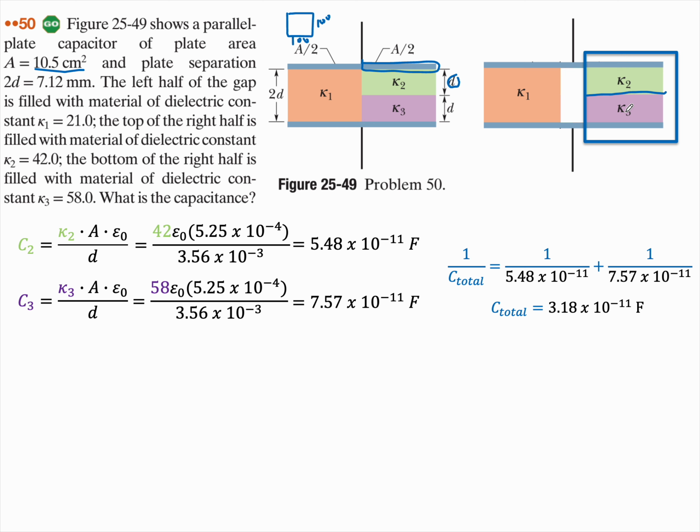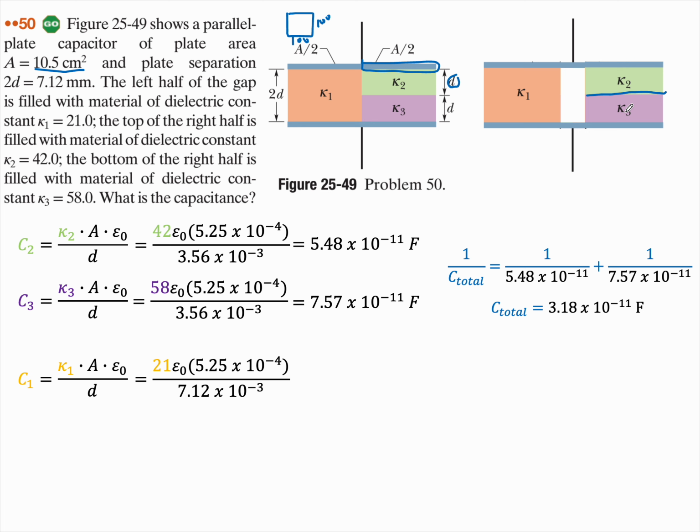Now, let's figure out the left-hand side of the capacitor. Again, just K1, plugging in that, which is 21. This time we're dealing with the total distance, the 7.12 millimeters. The area is still half of the total area, and we'll get the capacitance there.